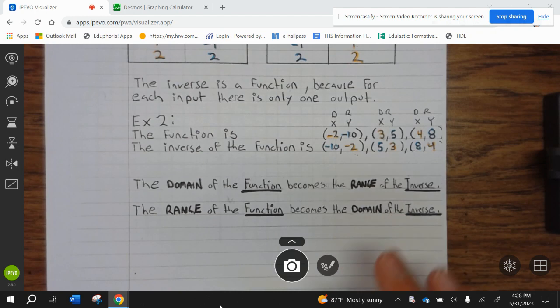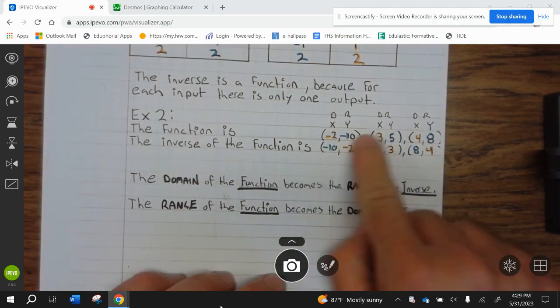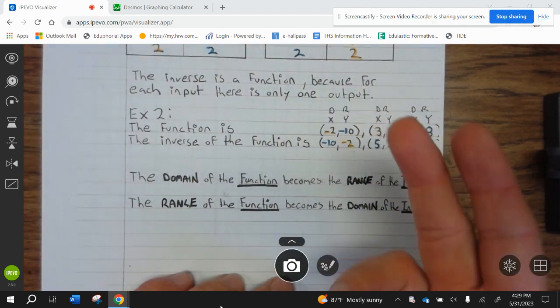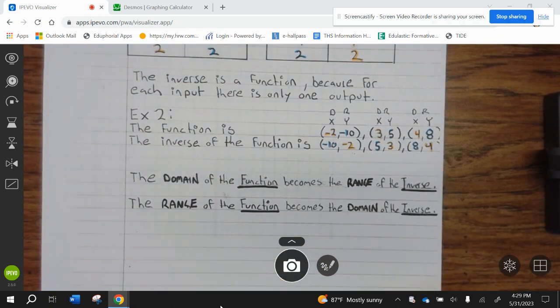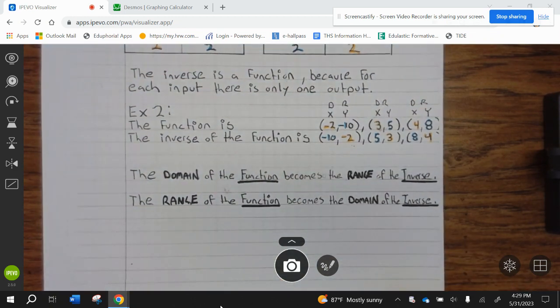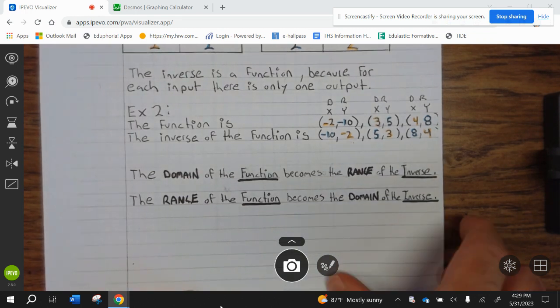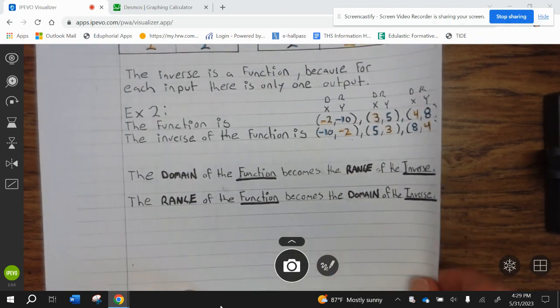All right, example 2. So you're given the function. To find the inverse, you switch the x and y values. So there's your inverse of the function. Okay, go ahead and finish up example 2. The domain of the function becomes the range of the function, and the range of the function becomes the domain of the inverse. All right, go ahead and finish up that.